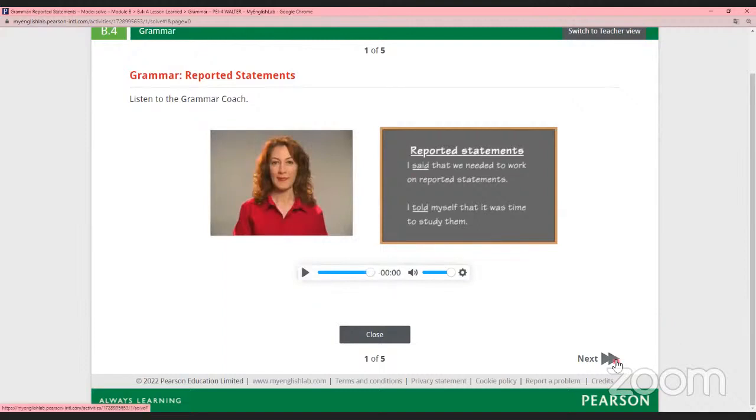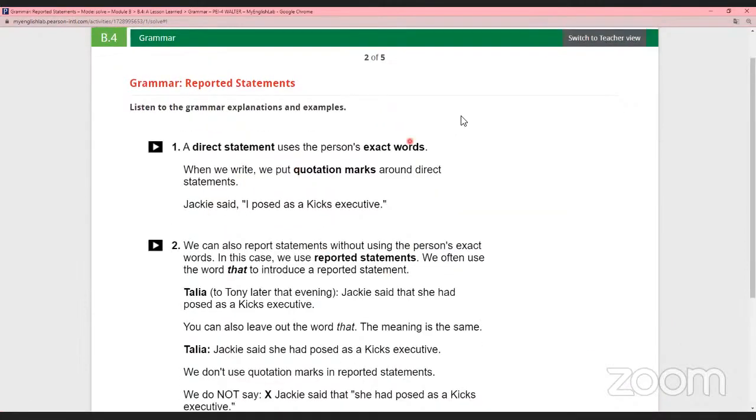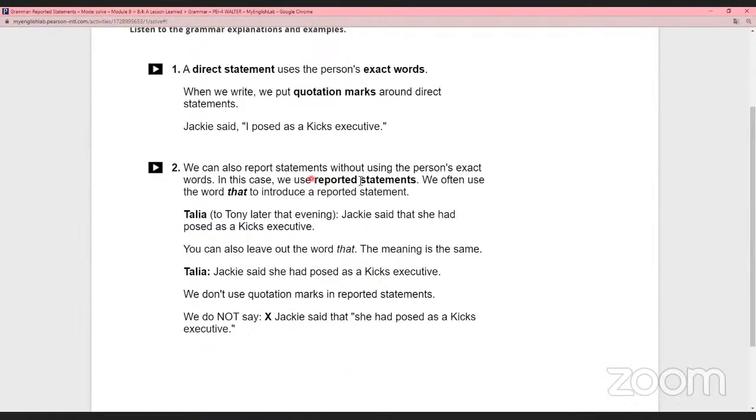Okay, so let's continue with the first point. To understand this lesson, we have to know what a direct statement is. We have a direct statement and an indirect statement, or as it is better known, a reported statement, right? It's okay, the most common name is reported statement.